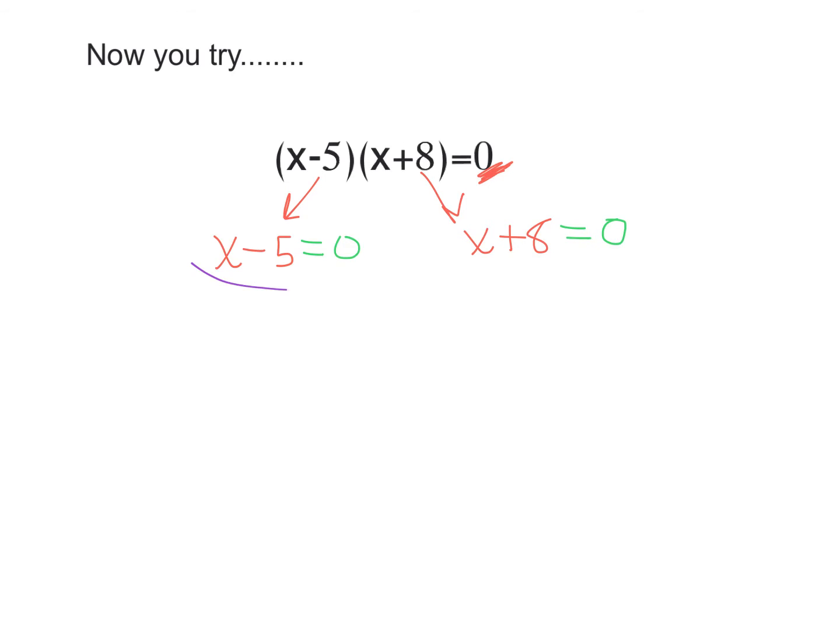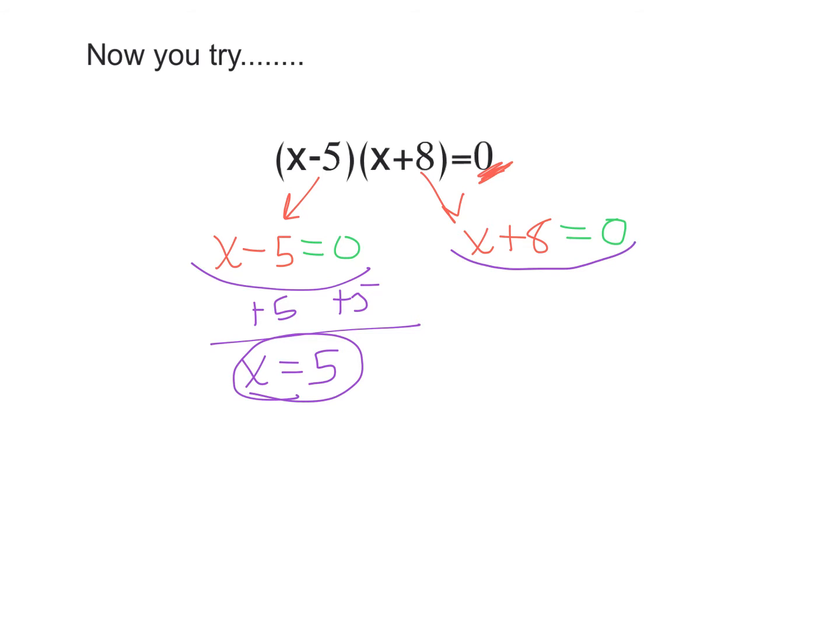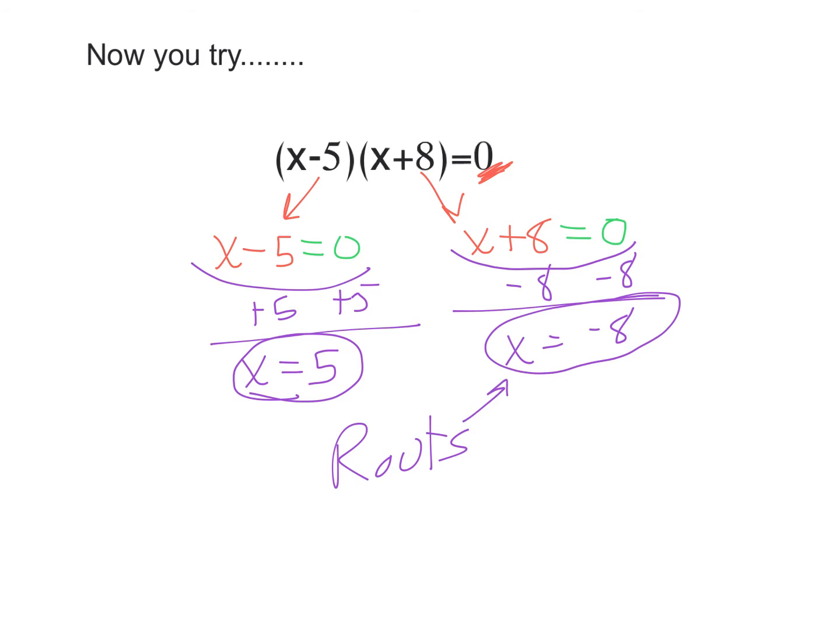So here, if x minus 5 equaled 0, add the 5s. Therefore, x equals 5. Over here, if x plus 8 equals 0, when I minus 8s, therefore, x equals negative 8. And there's our roots, or the solution to this problem.